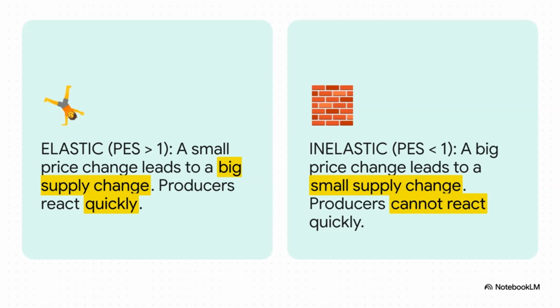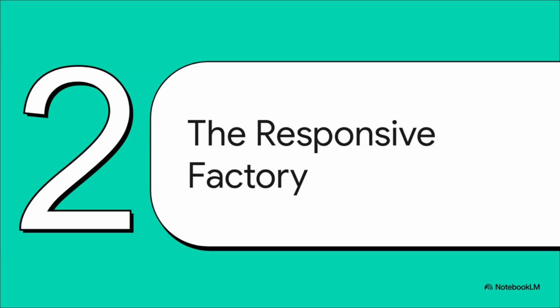But on the flip side, you've got inelastic supply. And this is more like, well, a brick. If the number is less than 1, it means that even if prices go sky high, production barely moves. The supplier just can't react quickly. Okay, so let's get back to our story and see how this plays out in the real world. First up, let's check in with our toy factory owner, who's got this huge spike in demand on their hands.